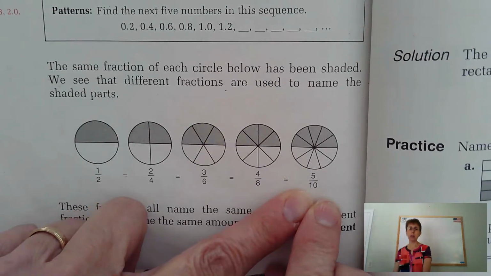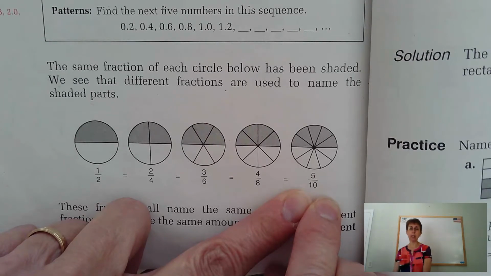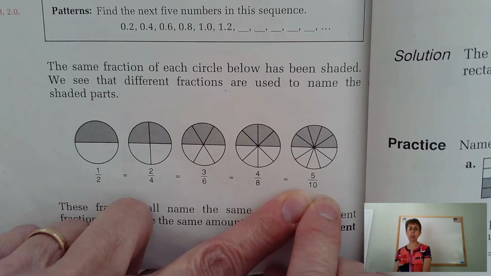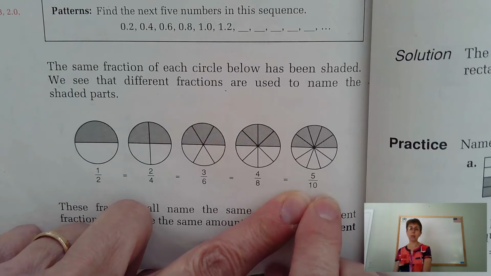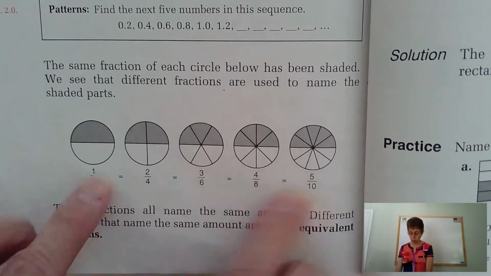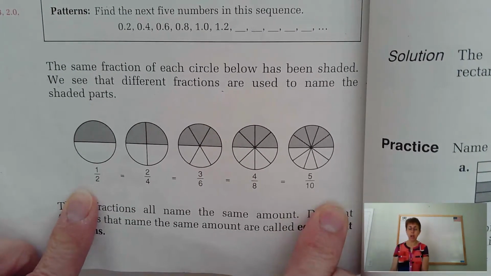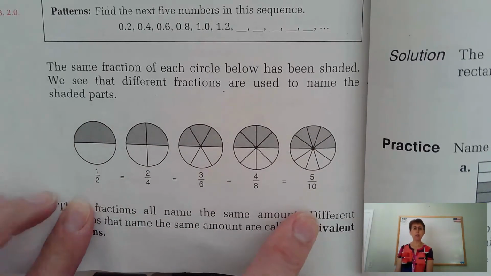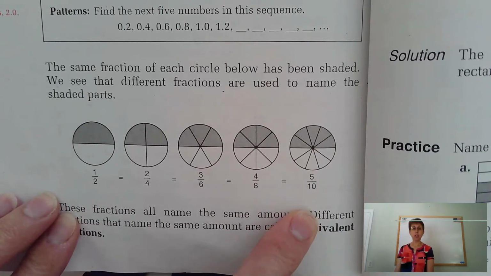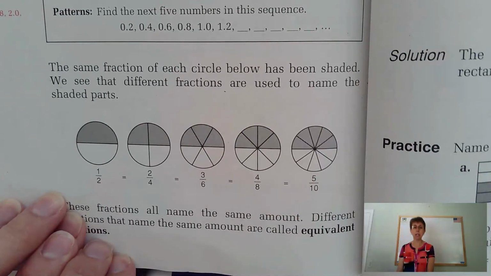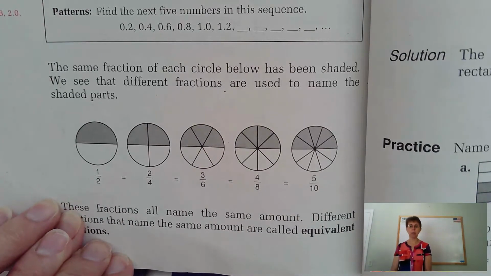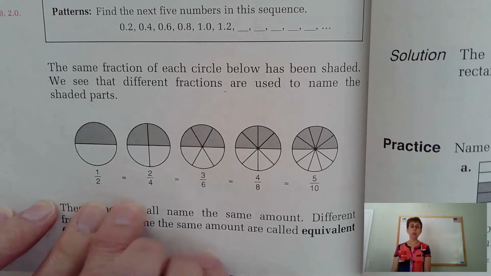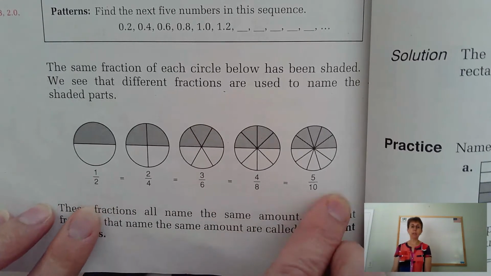In the last one, we have the circle divided up into 10 equal pieces. 5 of those pieces are shaded in, so 5/10 is shaded. So for each of these, again, you see that the same portion of the circle has been shaded in. What has changed is the number of pieces that the entire circle has been divided up into. And these are all what we call equivalent fractions.